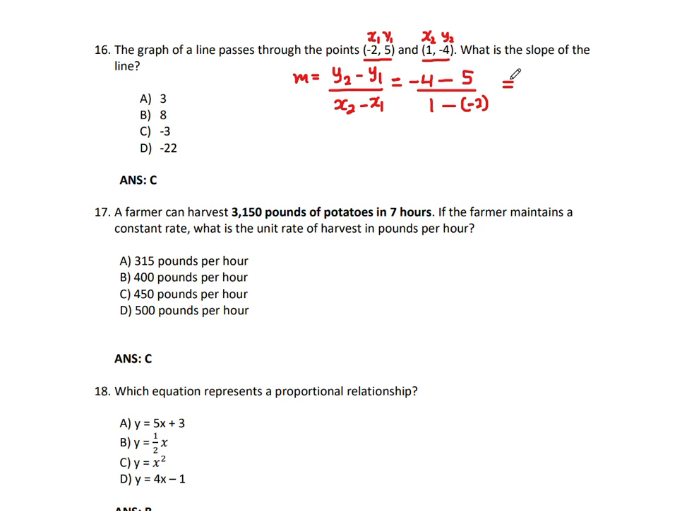So negative 4 take away 5 is going to be negative 9. And 1 take away negative 2 becomes 1 plus 2 because of the negative times negative here. A negative multiplied by a negative is positive. So in effect, this becomes 1 plus 2, which is 3. So I get negative 9 divided by 3, which is negative 3. And so that's my answer, is C. And that represents the slope or gradient or rate of change of any straight line, or of this straight line that passes through these two coordinates.